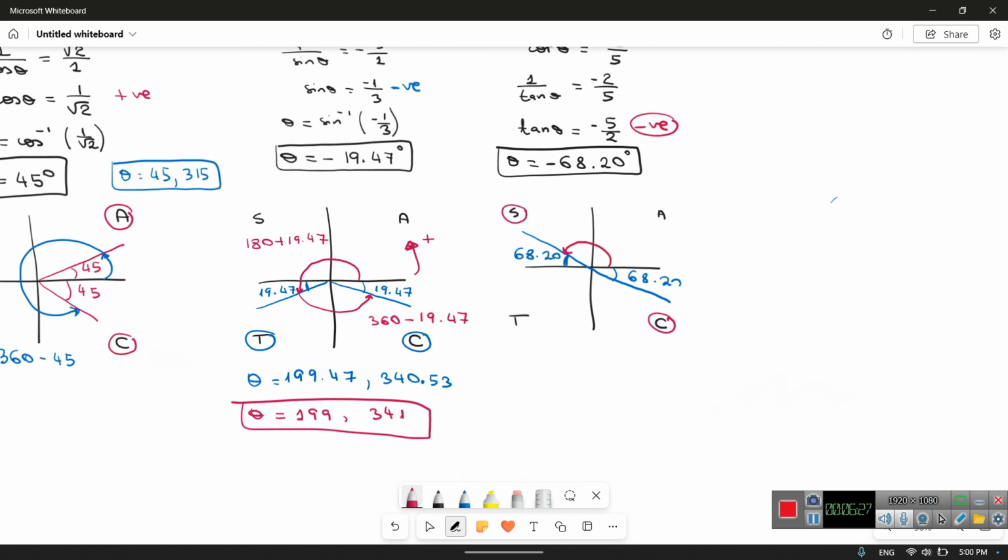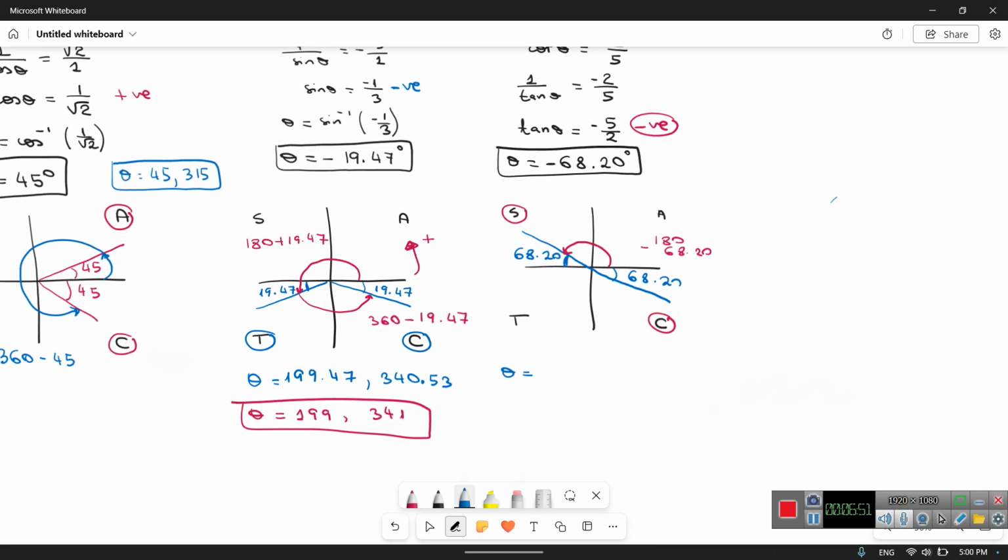So the first one is 180 minus 68.20. So the first angle, if I use a calculator and I want to give my answer to 3 decimal places for part C.